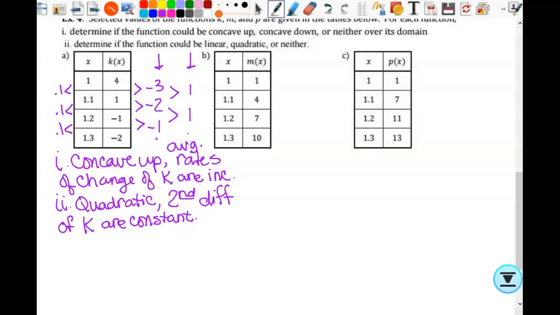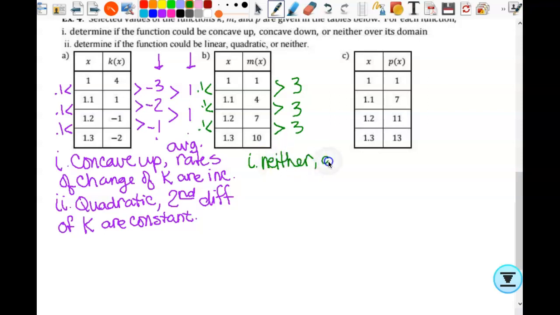All right, let's look at B. So I'm going to look at this again. This is 0.1, 0.1, 0.1. So they're all the same. Since they're all the same, I don't have to go through the whole slope process. I can just look at the differences here. So 4 minus 1 is 3. 7 minus 4 is 3. 10 minus 7 is 3. So my average rates of change, are they increasing or decreasing? Neither. What are they? Constant. So it can't be concave up or concave down, right? So my answer, and neither was an option, so my answer is neither.